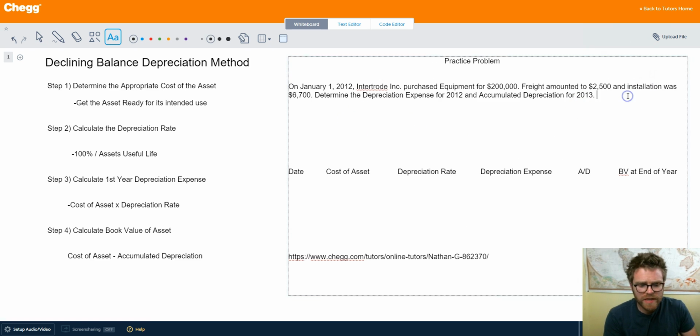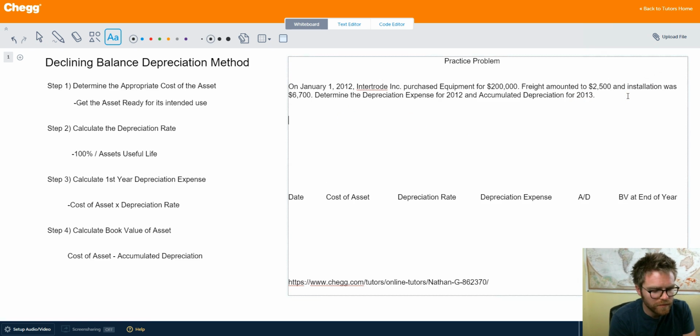Okay, so for step 1, and I'll label it like this so you can follow along. Step 1, you're going to go ahead and determine the appropriate cost of the asset. Well, you purchased it for $200,000, but there's other costs involved. Whatever is needed to get that asset ready for its intended use.